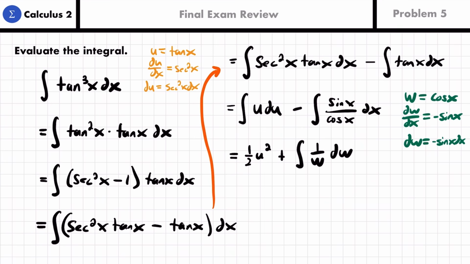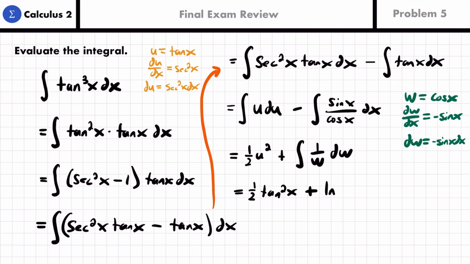All right, and so then rewriting this first term here, we want to get u back into terms of x, and we let u be equal to tangent x, so this is equal to 1/2 tangent squared x. Right, u is being squared, so you want to square tangent as well. But then that will be added to the integral of 1 divided by w dw, which is the natural log of the absolute value of w.